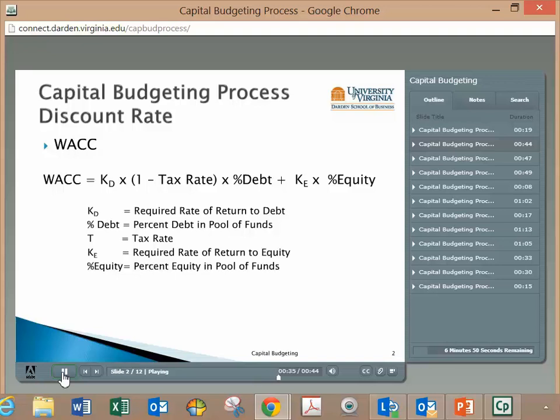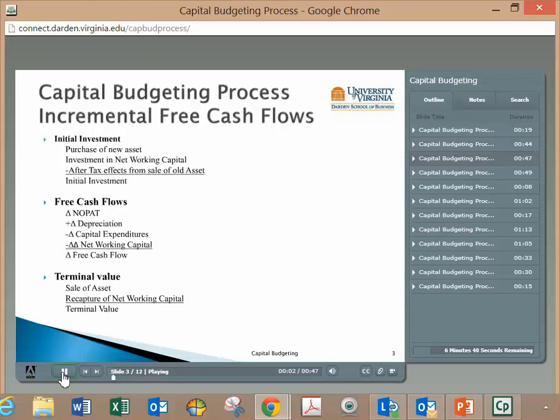In this note, we'll be focusing more on the second step, estimating the incremental free cash flows. For a full discussion of weighted average cost of capital, please see the WACC tutorial. Let's look at the different components of the free cash flow in more detail. The initial investment typically would include things like the purchase of a new asset, any investment in net working capital, and possibly the after-tax effects from the sale of an old asset.